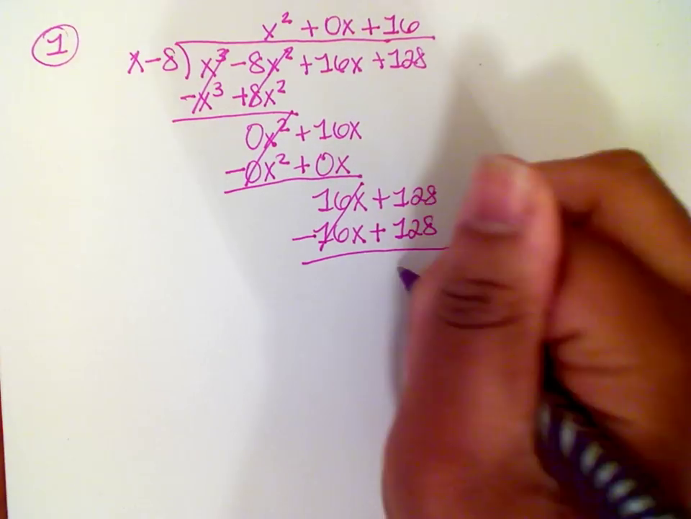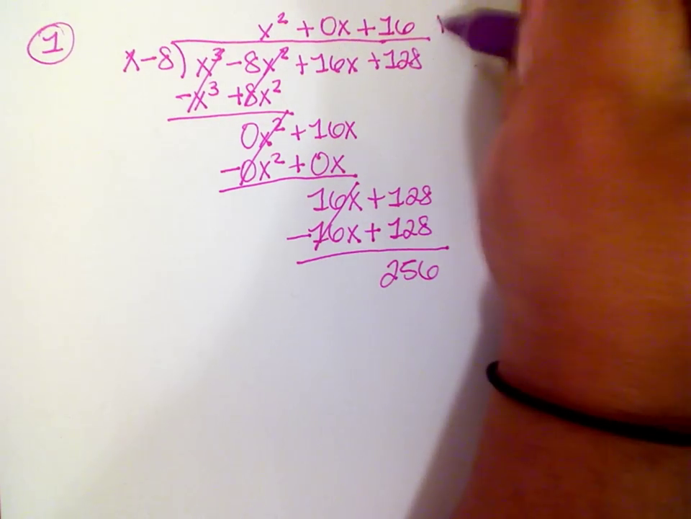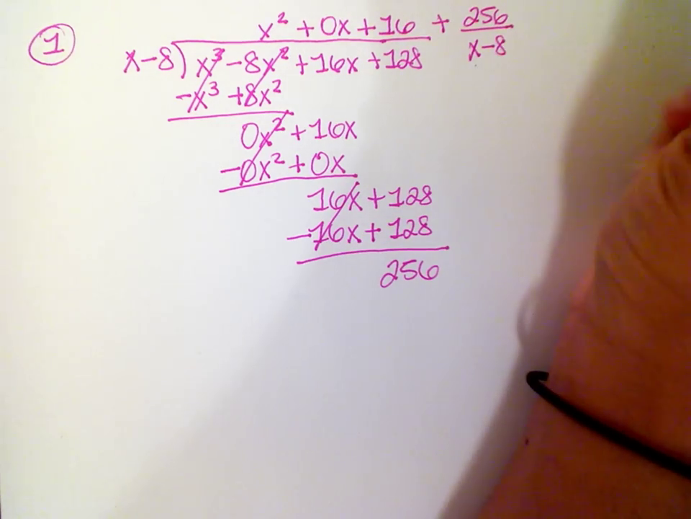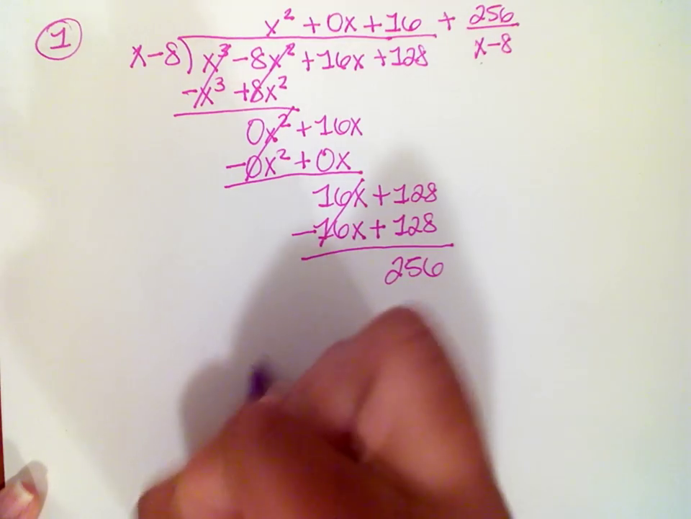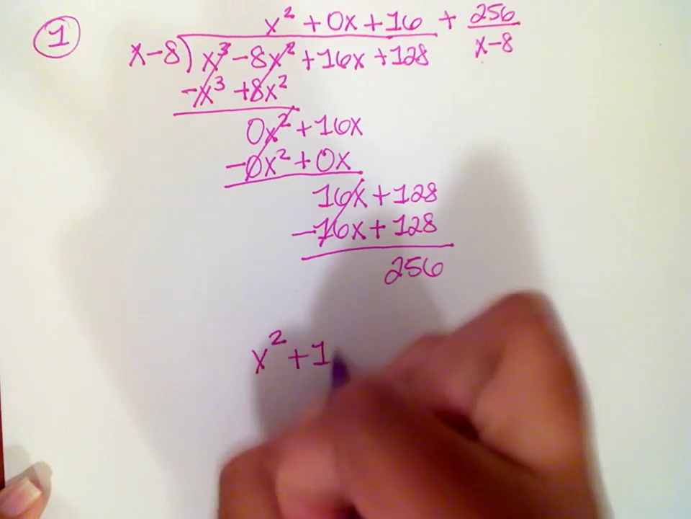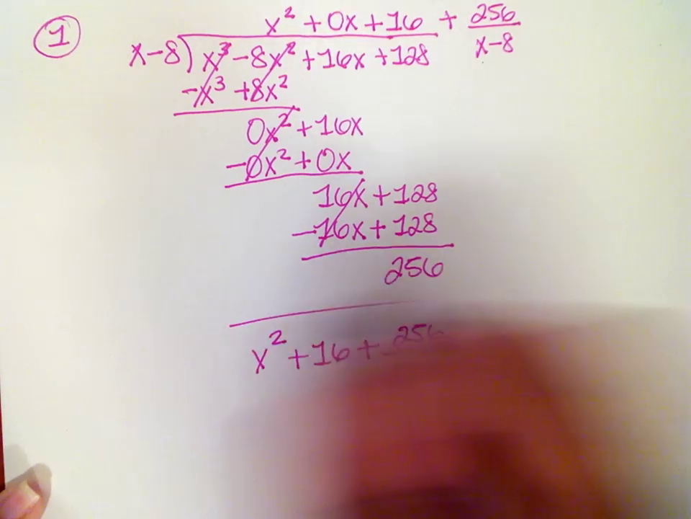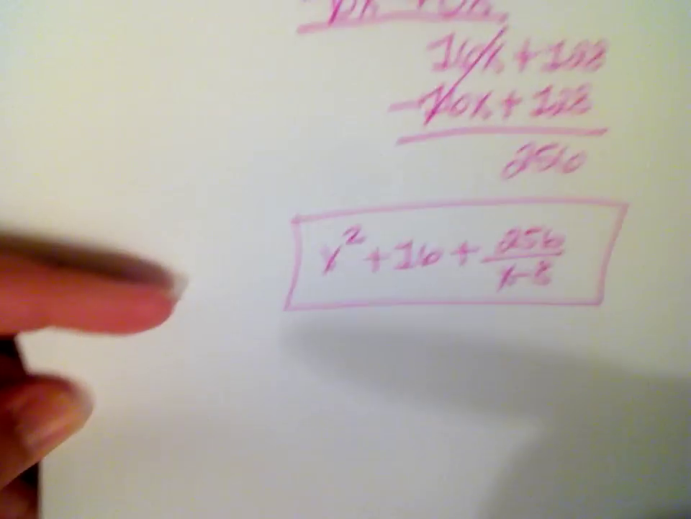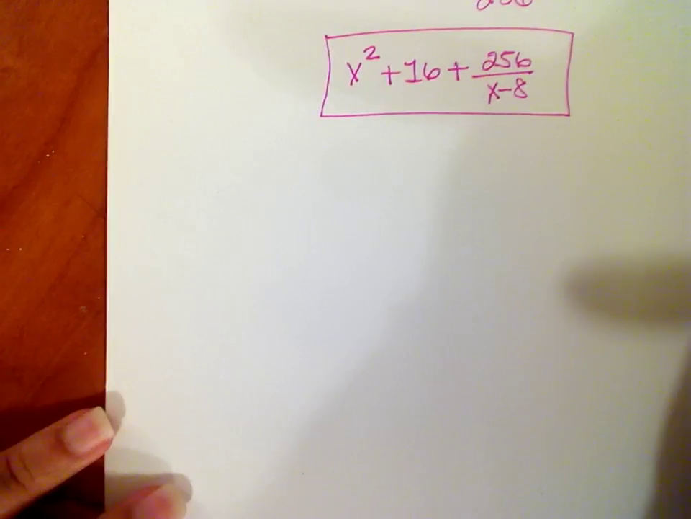So plus 256 over quantity x minus 8. So now to clean up our answer, since we have 0x in it, let's rewrite this as x squared plus 16 plus 256 over quantity x minus 8. And that's how you do number 1 by long division. Alright, so now let's take a look at number 2.